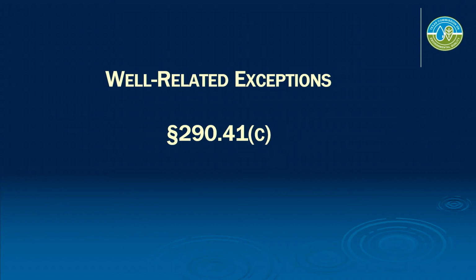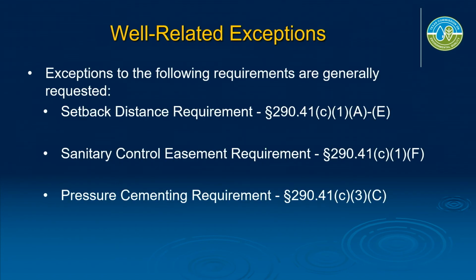All right, so I'm about to go over some common exceptions that we commonly see here at TROT. They're all under 290.41(c). The well-related exceptions that we generally see and are some of the most common are the setback distance requirements, under 290.41(c)(1)(A) through (E); sanitary control easement requirements, under 290.41(c)(1)(F); and pressure cementing requirements, 290.41(c)(3)(C). The setback distance requirements include setbacks of up to 50, 150, 300, 500 feet, and up to a quarter of a mile away.